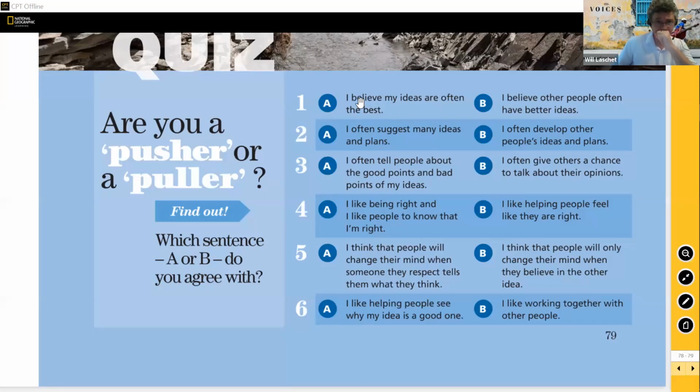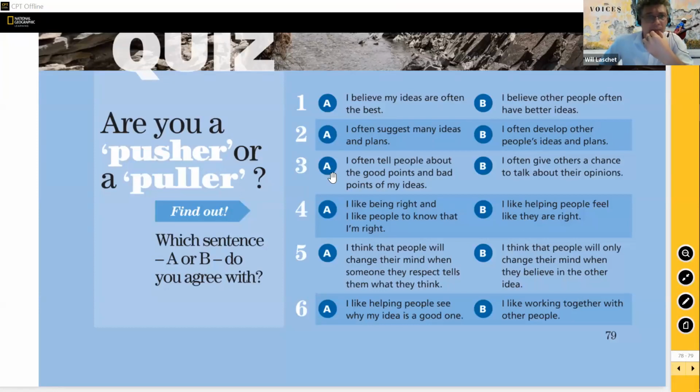So for number one, A: I believe my ideas are often the best. B: I believe other people often have better ideas. Of course, sometimes your ideas are better and sometimes other people's ideas are better, but which one happens to you more often? Do you usually think your ideas are the best, or do you usually think other people have the better ideas?